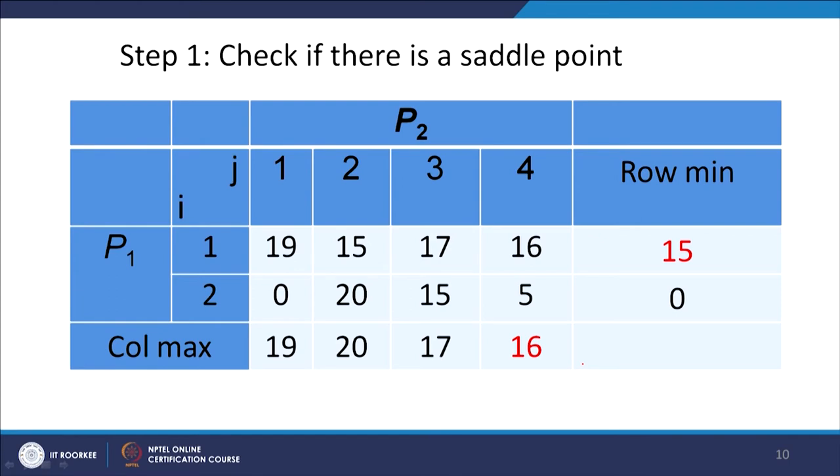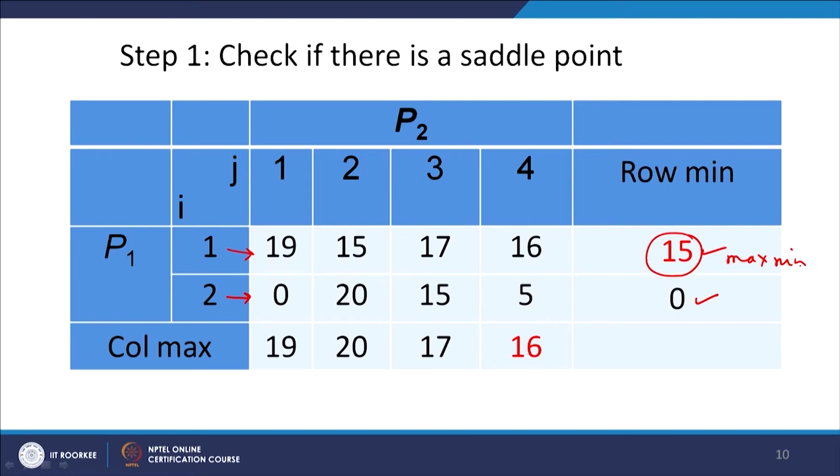Now let us first check whether there is a saddle point or not. As you can see, in the last row I have mentioned the row minimum. In the first row, corresponding to the first strategy, the minimum value amongst 19, 15, 17 and 16 is 15, and similarly in the second row the minimum amongst 0, 20, 15, 5 is 0. Since we want the maximum of these minimum values, this 15 is the max min.